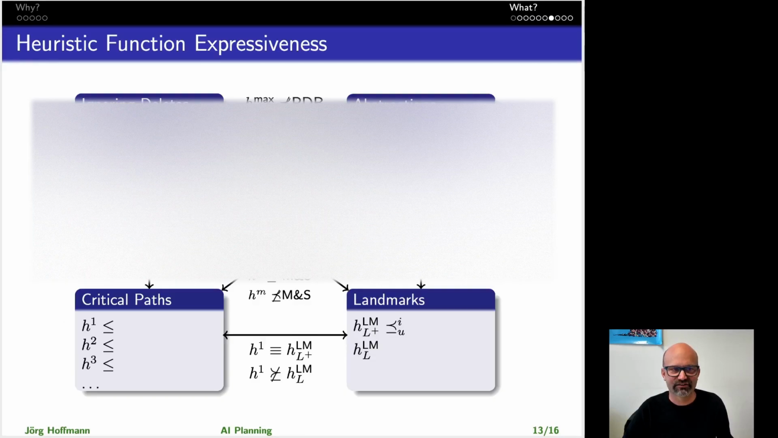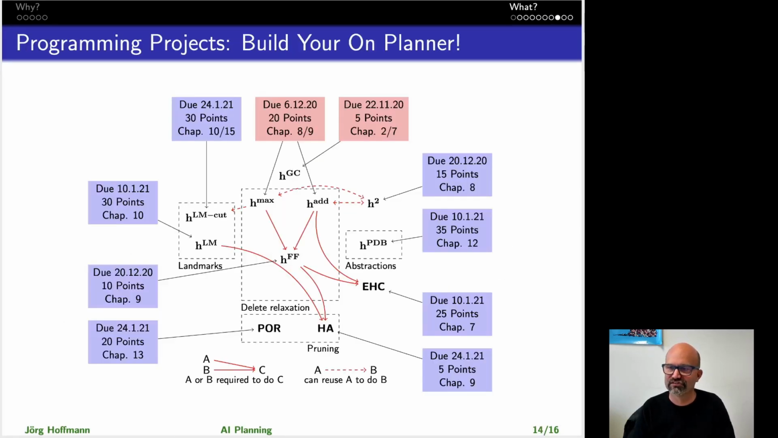We will also do some interesting theory in the course, but the main focus is more practical. In particular, in the programming exercises, you will build your own planning system starting from a code base we provide. And you can actually pick your favorite subset of the techniques we will introduce in the course.